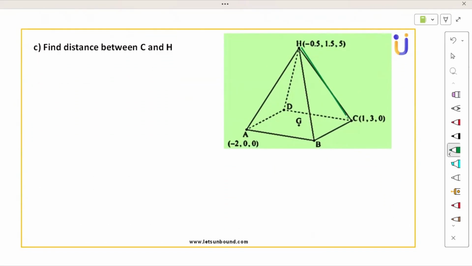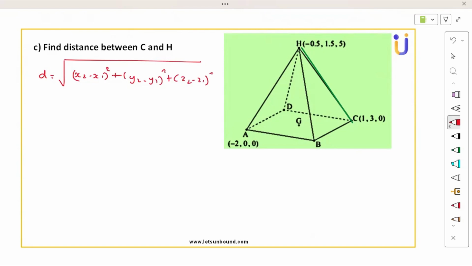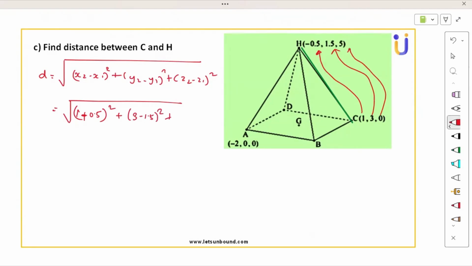And here for part C, find the distance between C and H. So C and H, again the distance formula we have to apply. The formula is the same for distance: square root of (x2 minus x1) whole square, (y2 minus y1) whole square, plus (z2 minus z1) whole square. And you can start. If I go this way, x2 minus x1, subtraction from C to H, so it's 1 plus 0.5 square, y2, 3 minus 1.5, then 0 minus 5 square.